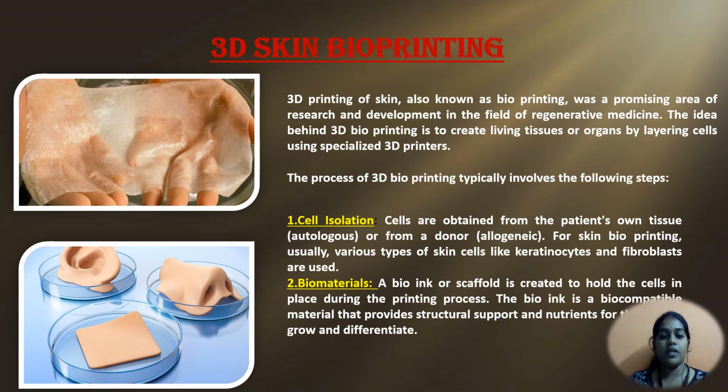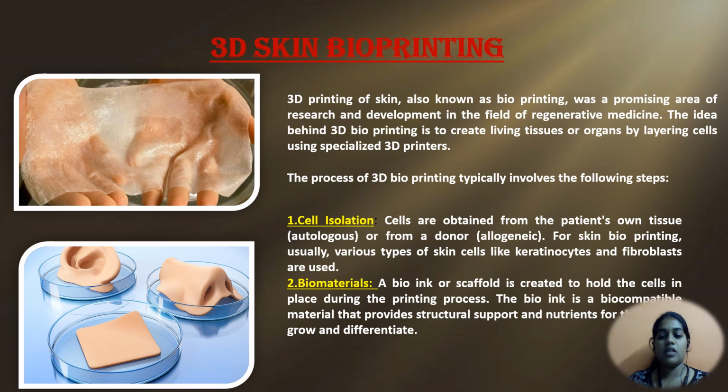3D skin bioprinting. 3D skin bioprinting is a promising area of research and development in the field of regenerative medicine. The idea behind 3D bioprinting is to create living tissues or organs. The process includes cell isolation. The cells are obtained from the patient's own tissue or from a donor. For skin bioprinting, usually various types of cells like keratinocytes and fibroblasts are used.